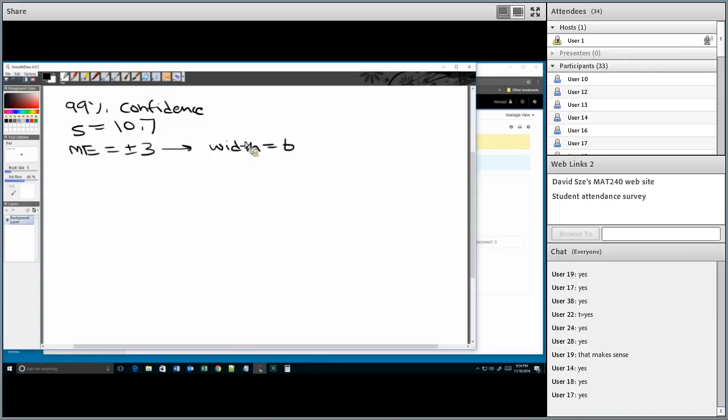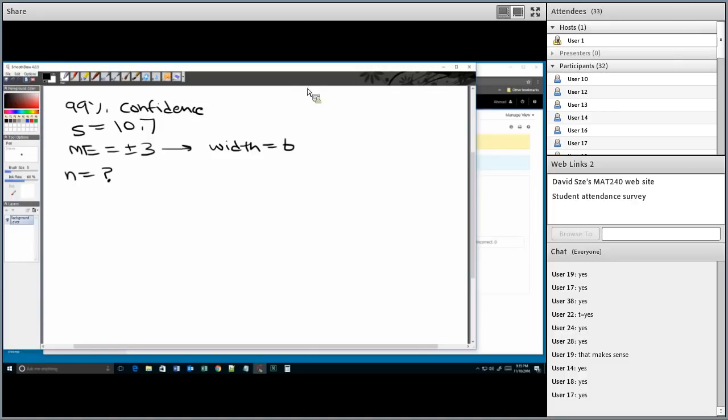Just like yesterday, we did a problem like this. StatCrunch will take the width and not the margin of error. And the question is, what should be my sample size? If I want the margin of error to be plus or minus 3, this is my standard deviation, this is the width, and this is the confidence level.